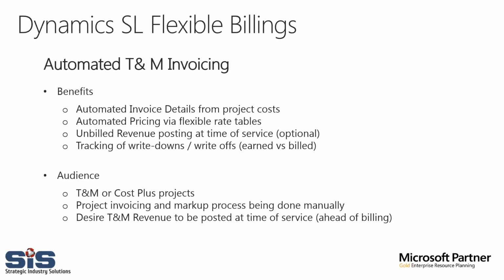So first, let's go ahead and start with our automated T&M. Some of the primary benefits, obviously, it's automated from your invoice project cost detail. It's automated pricing via flexible rate tables, unbilled revenue posting at time of service, which is optional, or it could be posted at the time of allocation. Tracking write-downs and write-offs, earned versus billed. Most of the time, obviously, you're going to be a T&M contract house, cost plus contract house, which obviously would cover government contracting. We also have a project invoice and markup process being done manually. This would obviously save many hours of headache there. And also having the T&M revenue posted at the time of service, which is obviously ahead of billing.